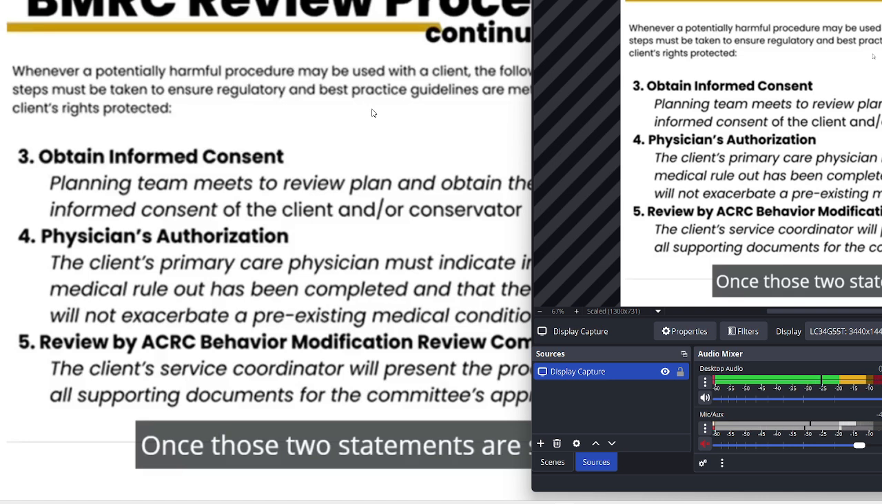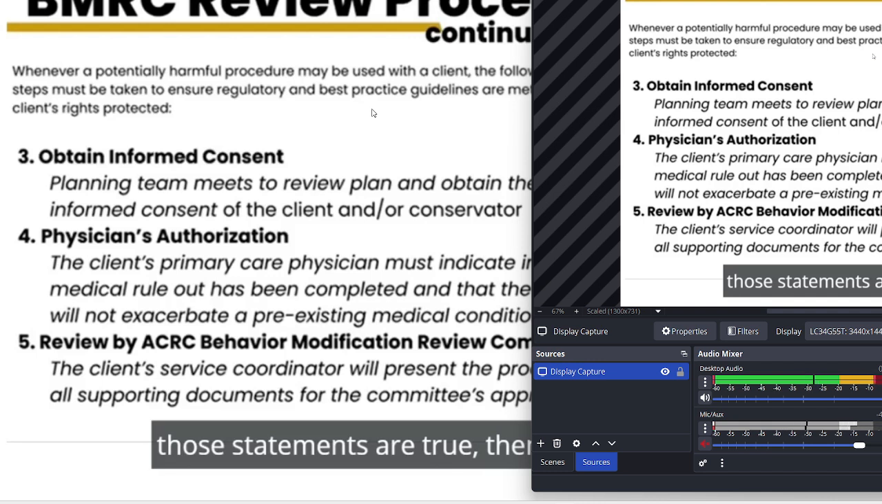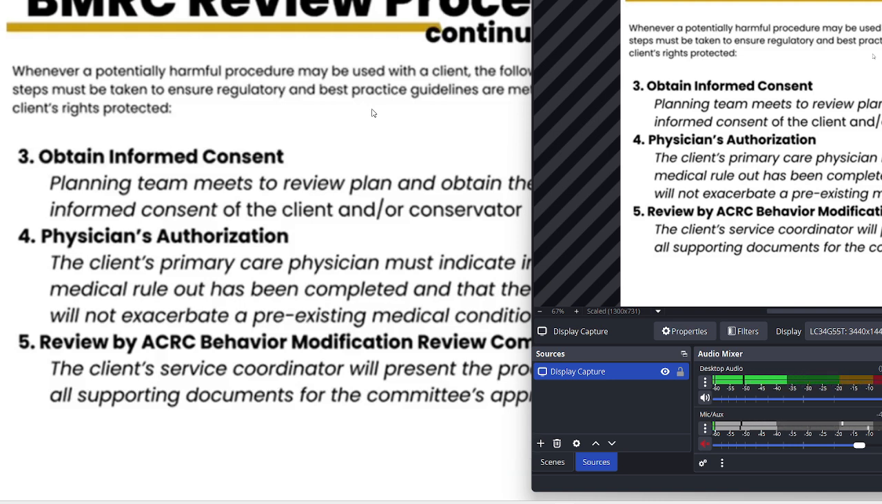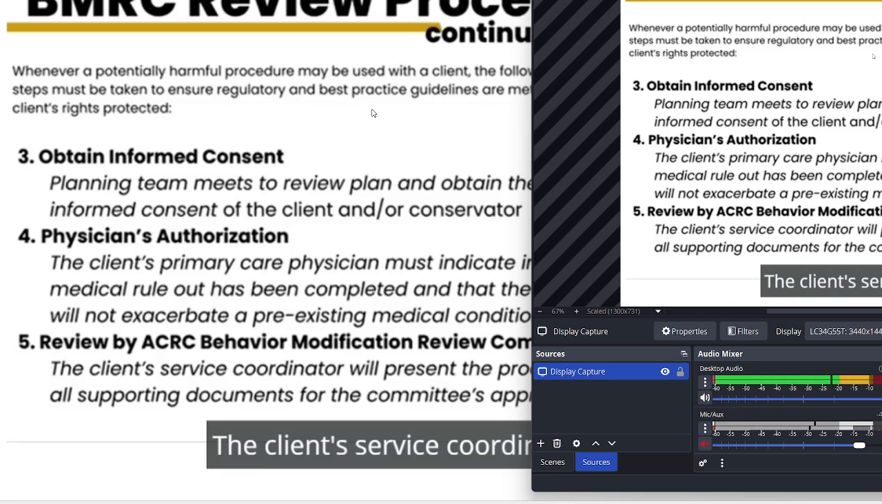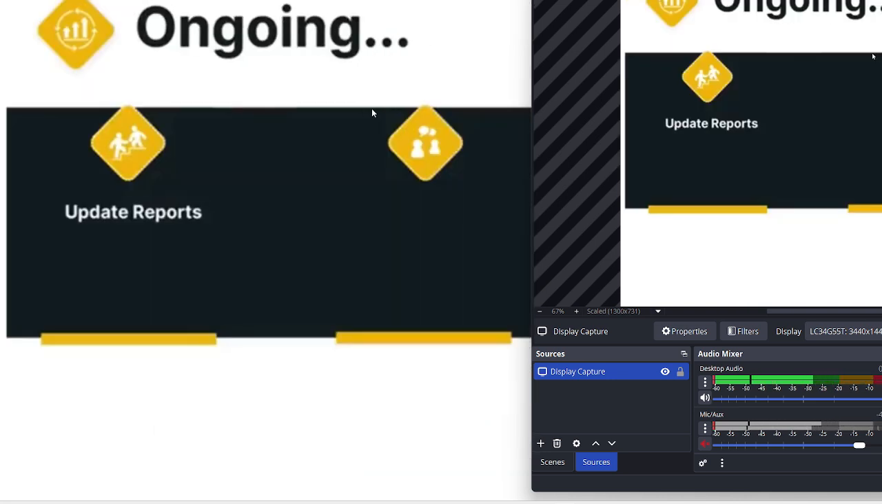Once those two statements are signed and the physician has indicated in writing that those statements are true, then we can take all of that information and have it reviewed by the ACRC Behavior Modification Review Committee. The client service coordinator will present the procedure and all supporting documents for the committee's approval in this step.